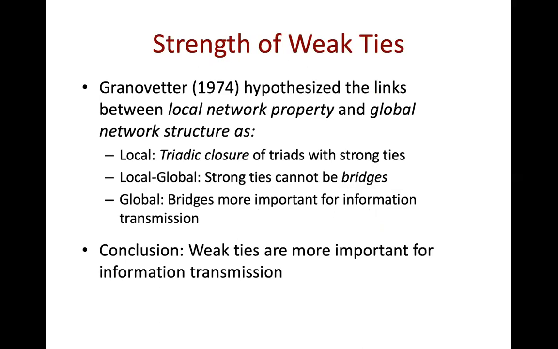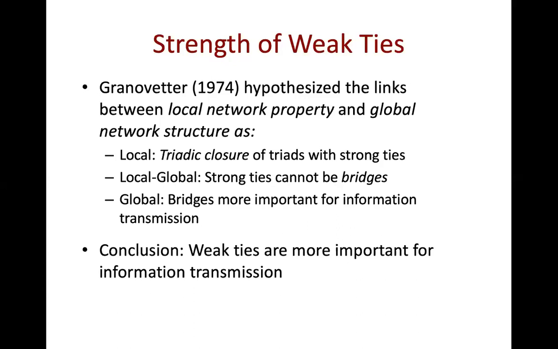It's local, global ties. Strong ties cannot be bridges. And there was another, global observation: that bridges are more important for information transmission. Bridges, as you will learn later, are those edges between two otherwise not very well connected components of the graph. So the conclusion was that weak ties are more important for information transmission. Weak ties carry much more information and knowledge as compared to close friends and close ties.